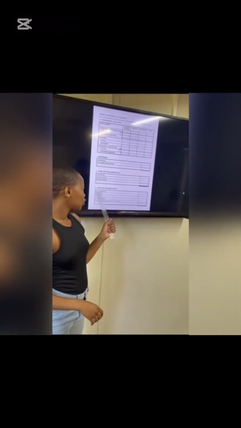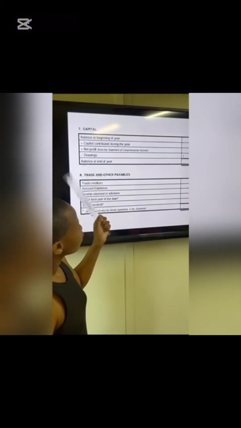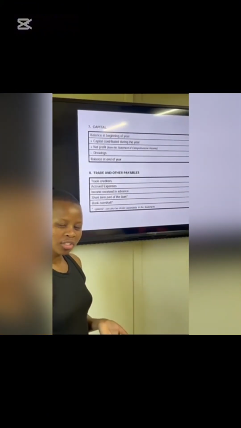And what is cash equivalent? You have your bank balance, your positive bank balance, your cash float and petty cash, and savings account, and your small portion of fixed deposits. Our note number 7, which is the owner's equity note or capital note.